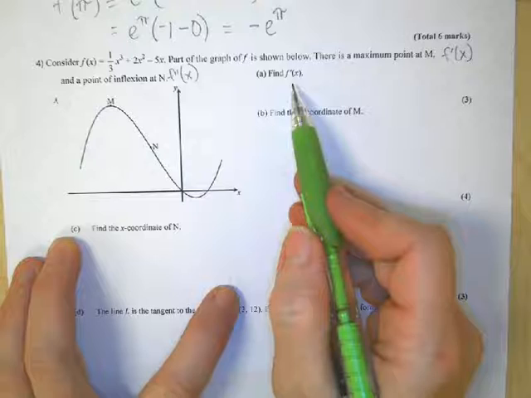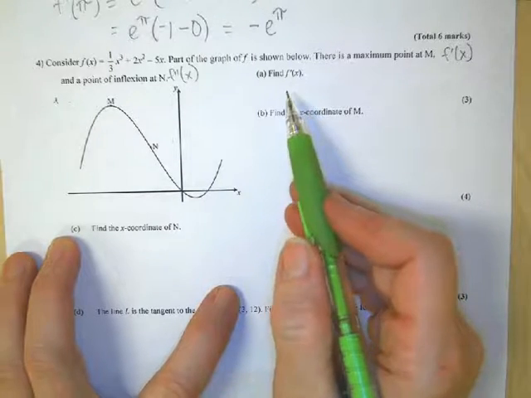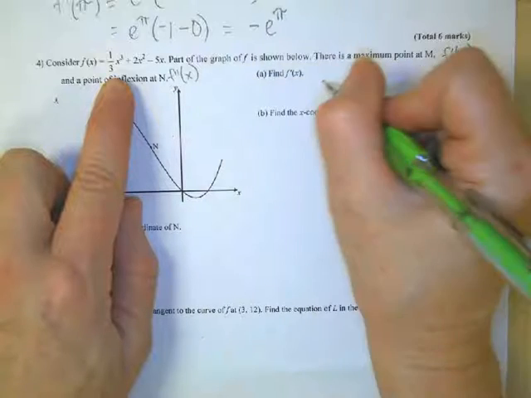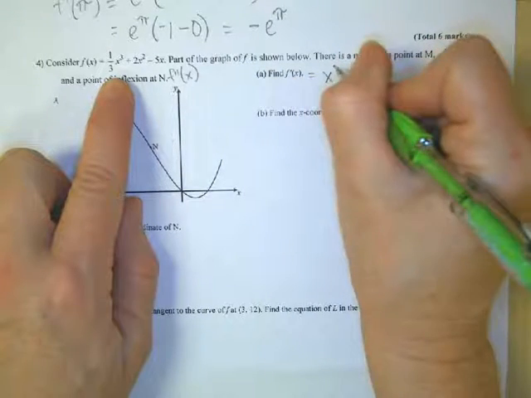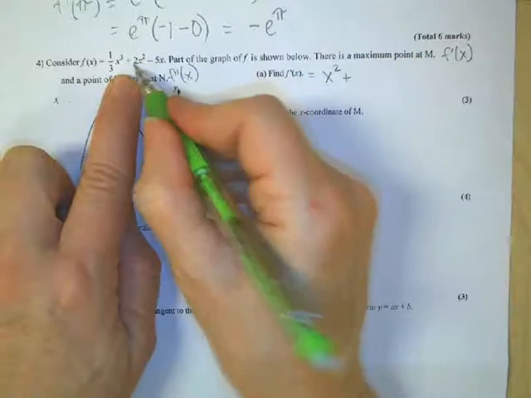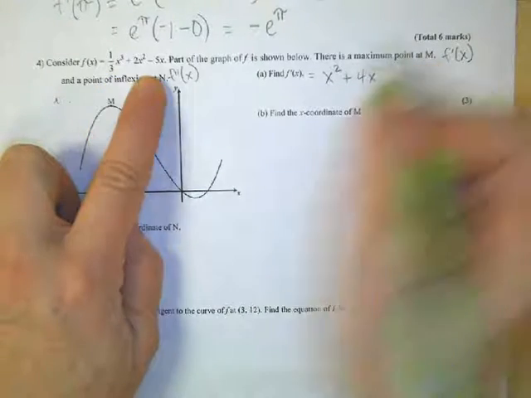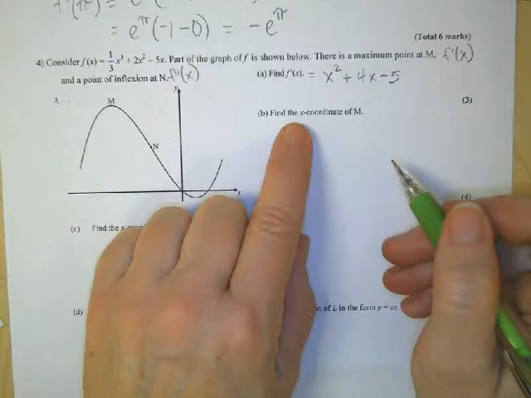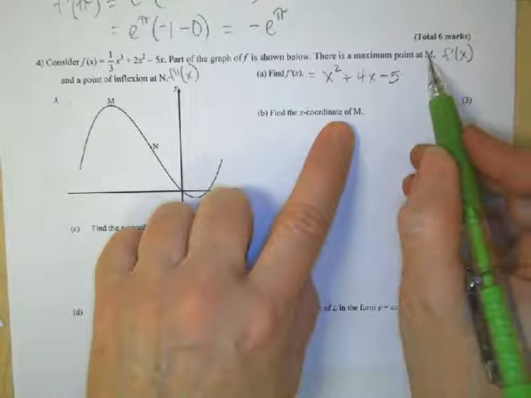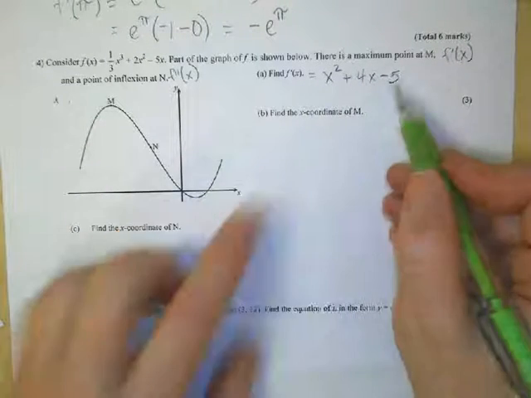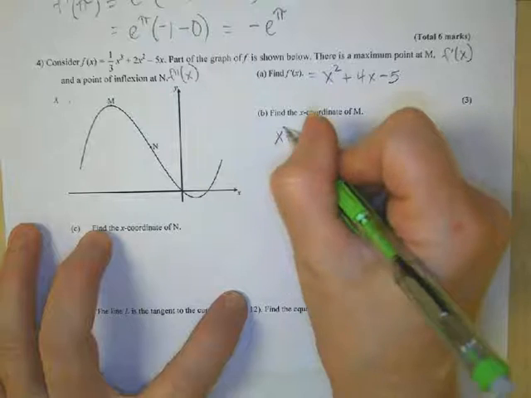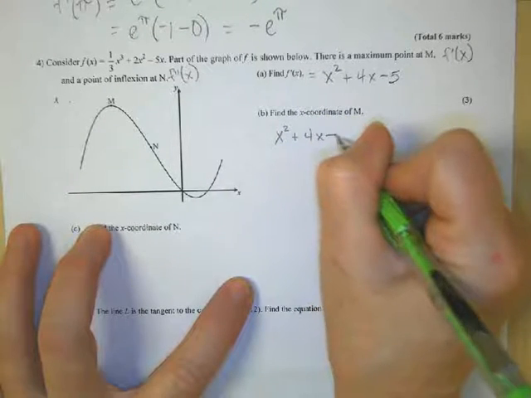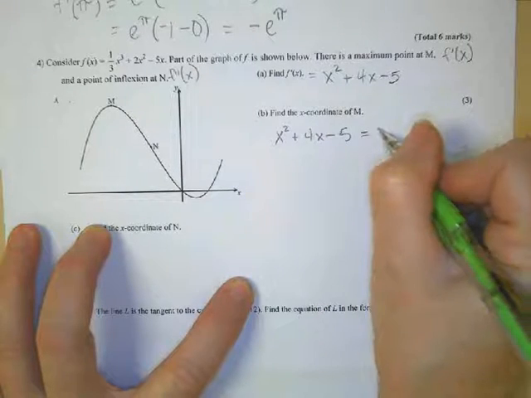Look at that. They're going to basically step us through this problem. Okay, so the first derivative, 3 times 1/3 is 1, so I get x squared. 2 times 2 is 4, so 4x, and minus 5. There's our first derivative. Find the x-coordinate of M. So I said to find a maximum, we use the first derivative, and we set it equal to 0, because at the maximum point, the slope is going to equal 0, and this is the slope function. So I'm going to set that equal to 0.